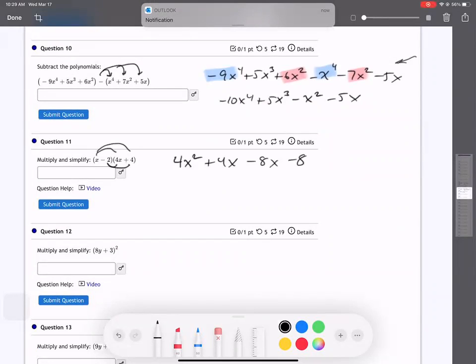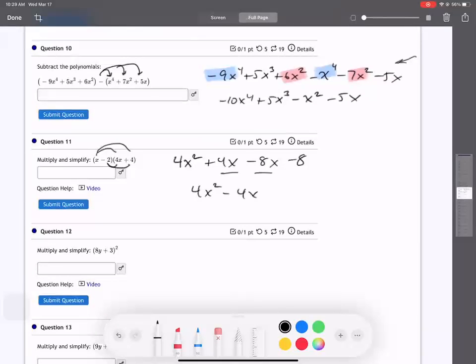Okay, now we have like terms. Take a look, we have like terms in the middle. 4x squared minus 4x minus 8. Okay, that's what I want you guys to be able to write. Practicing multiplying stuff out, so please practice that so you guys will be fluent at that.